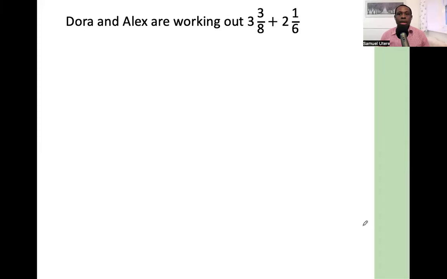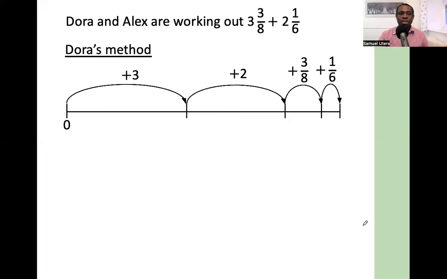Here is something else. Dora and Alex are working out 3 3/8 plus 2 1/6. Here is Dora's method. Dora first added the whole numbers and then added the fractions. Of course, to be able to add these different denominators, 8 and 6, Dora is going to have to find their common denominator after she had done her calculation. And then in the end, her answer will be 5 13/24.